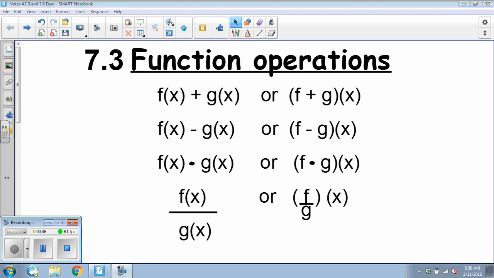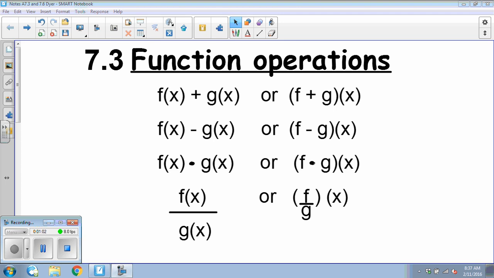Okay? The next one is subtraction. If they say f of x minus g of x, you're going to substitute in whatever f of x is and subtract whatever g of x is. Or they could say f minus g of x. That's asking you to do the same thing.